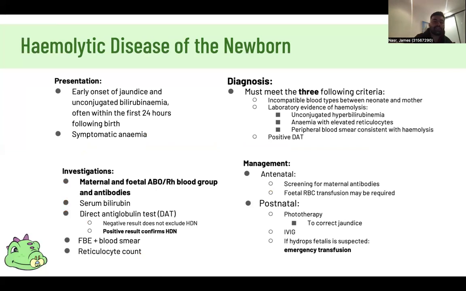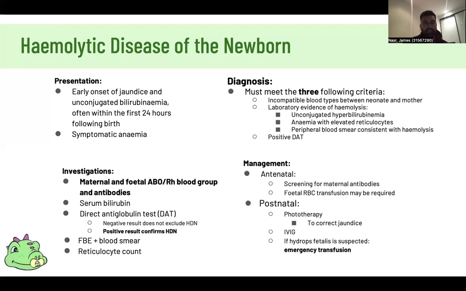In terms of the presentation and investigations for this, it is pretty much identical between the two different subtypes. So the presentation would be early onset of jaundice, so normally within the first 24 to 48 hours following birth, but it can present after that with an unconjugated bilirubinemia on the bloods, and you can get symptomatic anemia as well. Your investigations, obviously, your main one is going to be your maternal and fetal blood group and antibodies.